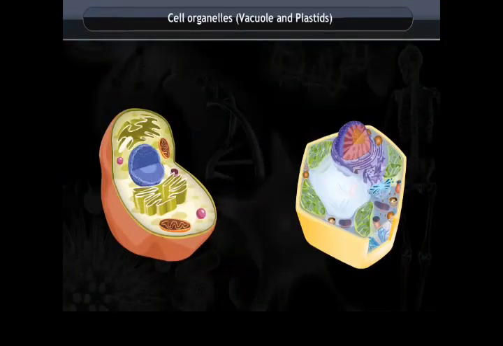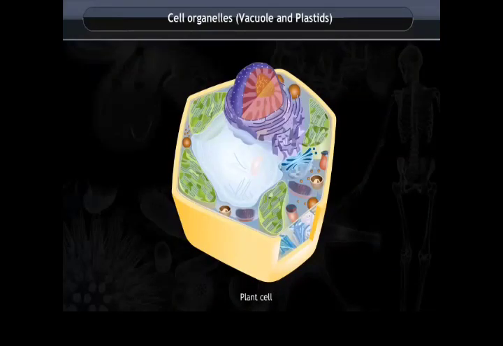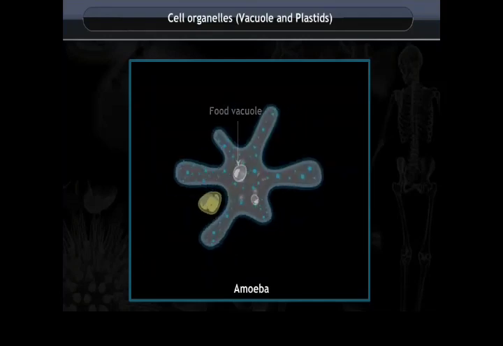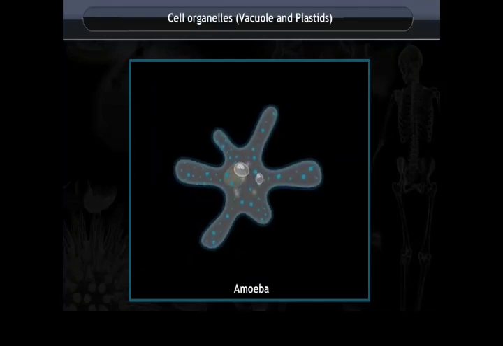Cell organelles. Vacuole and plastids. Vacuoles are small in animal cells, while plant cells have very large vacuoles. Vacuoles are the storage sacs for solid or liquid contents. Substances such as amino acids, sugars, various organic acids, and some proteins are stored in vacuoles. In amoeba, the food vacuole contains the food items that the amoeba has consumed.